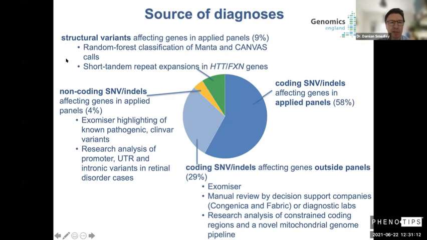So we were actually able to get structural variant calls from our whole genome sequencing. It can be a bit noisy, so we had this random forest classification of the Manta and Canvas calls, which highlighted the high quality ones. And we also used Expansion Hunter to look for short tandem repeat diagnosis in the HTT and FXN genes.